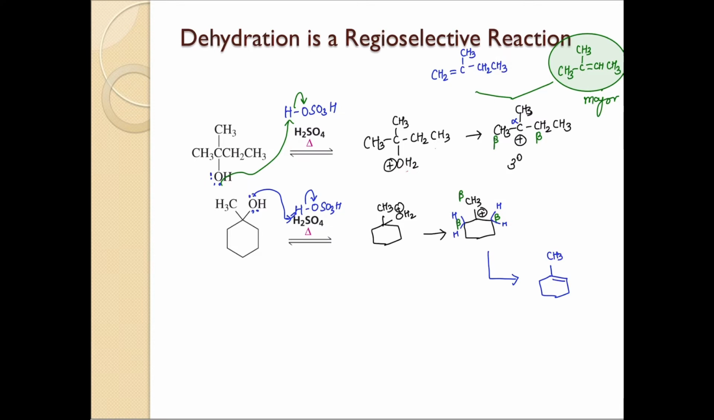This is the product form. If we abstract this hydrogen, or this hydrogen. Okay, and you can also abstract this hydrogen. That's going to result in a different product, which is going to look like this.